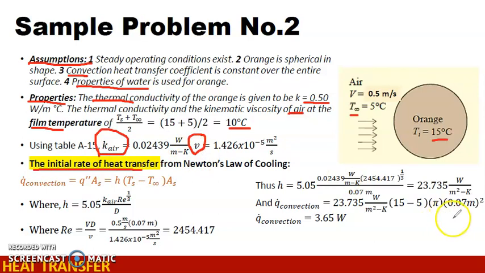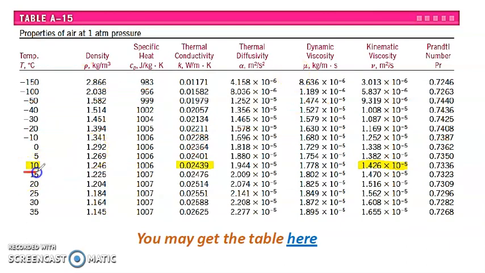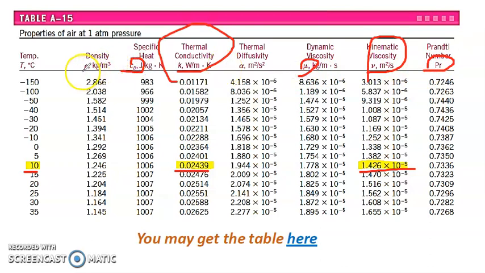So looking at table A15 at 10 degrees Celsius, the value of K, thermal conductivity, is 0.02439, and the kinematic viscosity, ν, is 1.46 times 10 to the negative 5. Take note that you can also derive from this table the Pr, Prandtl number, dynamic viscosity, Cp, and density, should this be necessary in our solution. For this one, we will just use K and kinematic viscosity.